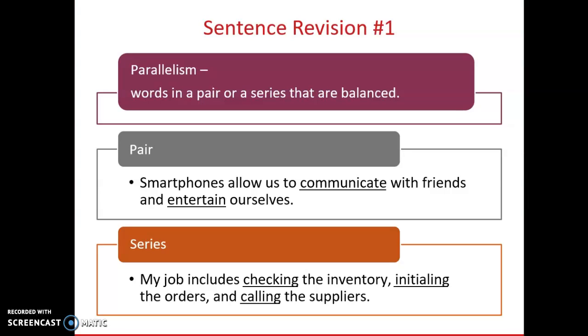Sentence revision step number 1 would be parallelism, right? Words in a pair or a series that are balanced. So the pair, let's look at this. Smartphones allow us to communicate with friends and entertain ourselves. So here would be a series. My job includes checking the inventory, initialing the orders, and calling the suppliers. So there is a balance in the sentences and in the list, right?